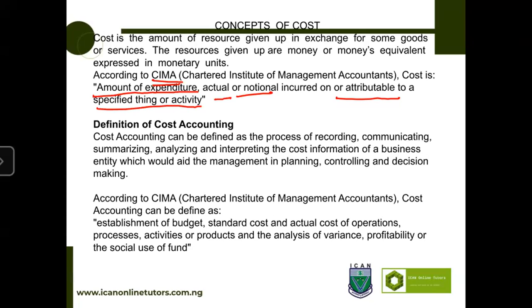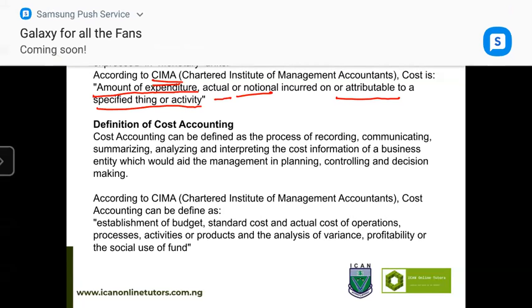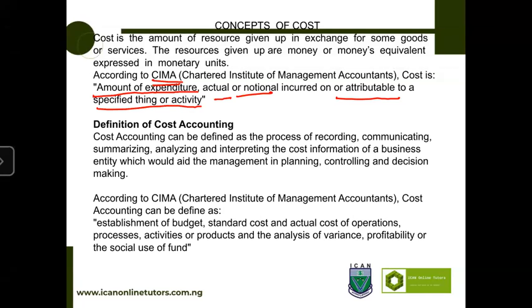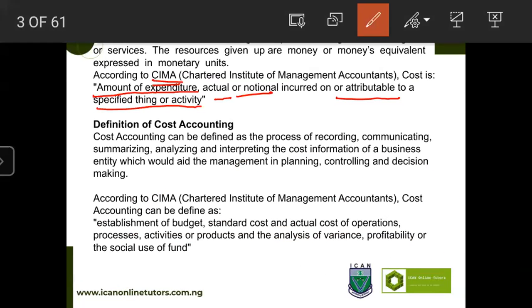What do we call cost accounting? As we know, we already said accounting is the process of identifying, measuring, and communicating information to the users in order for them to make informed decisions. So cost accounting can then be summed up to be the collection, accumulation, classification, analyzing, and interpreting of the cost information of a business entity, which will aid the management in what? Planning, controlling, and decision making.